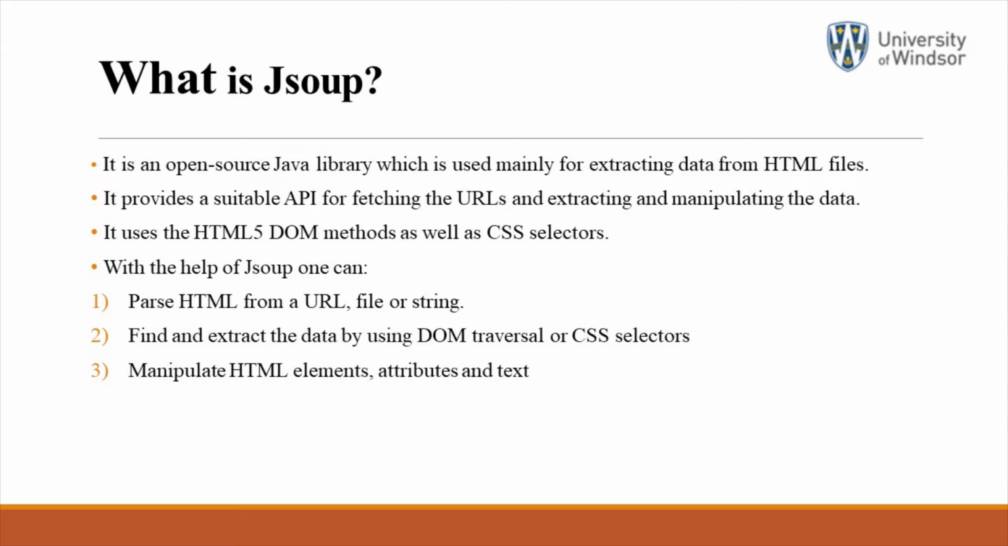Now, what is JSoup? JSoup is an open source Java library which is used mainly for extracting data from HTML files, and it provides a convenient API for fetching URLs and extracting and manipulating the data. It uses methods of HTML5 DOM as well as CSS selectors.